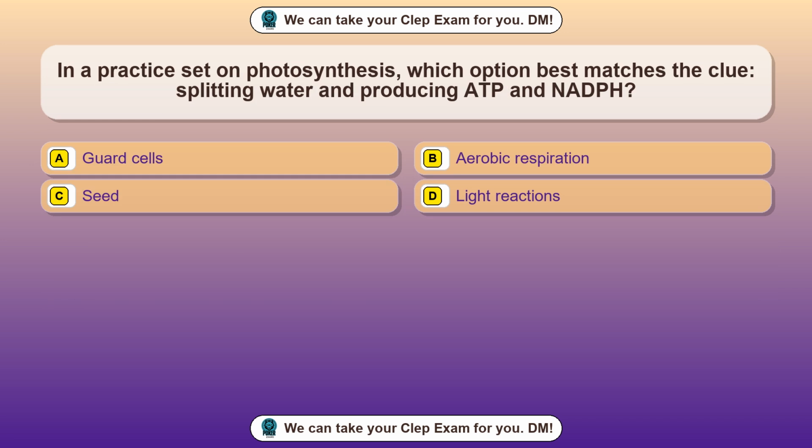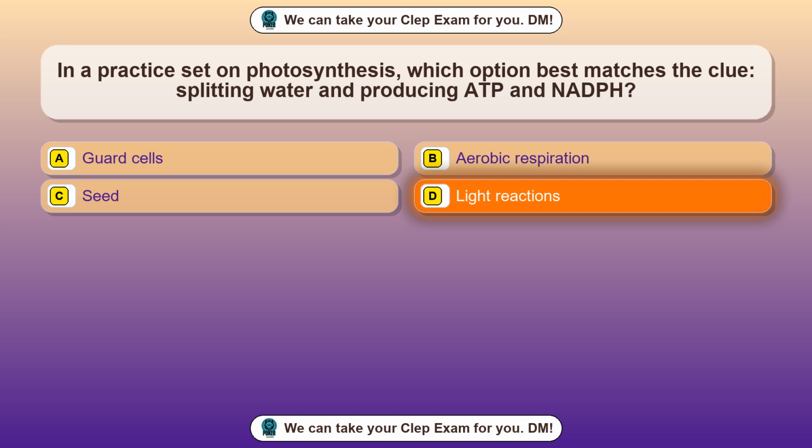Question 13. In a practice set on photosynthesis, which option best matches the clue splitting water and producing ADP and NAD? Option A. Guard cells. Option B. Aerobic respiration. Option C. Seed. Option D. Light reactions. The correct answer is option D.